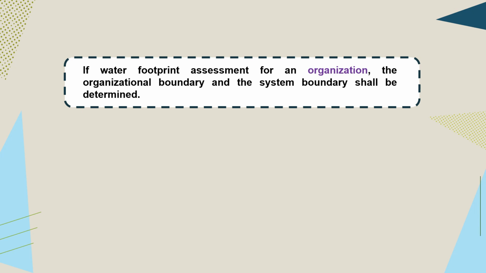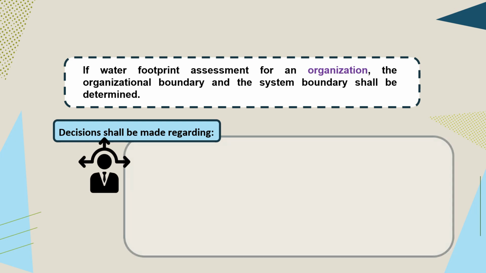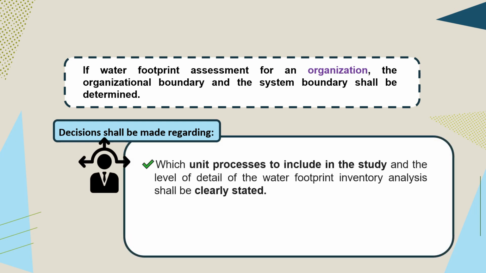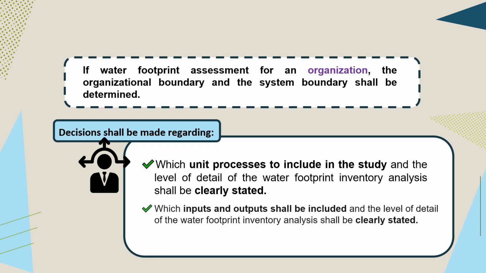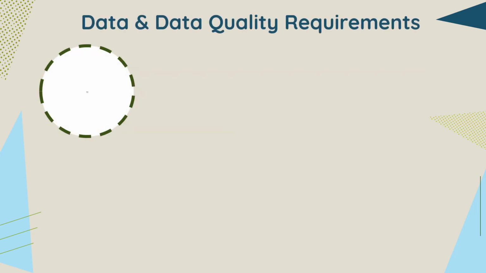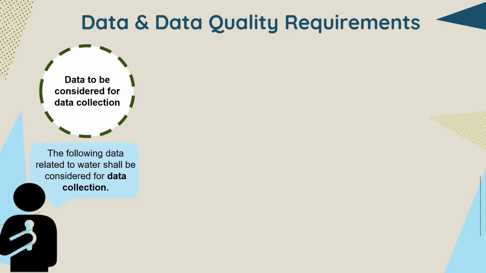A decision should be made regarding which unit processes to include in the study, and the level of detail of the water footprint inventory analysis should be clear. Also, the input and the output should be included, and the level of detail of the water footprint inventory analysis should be clearly stated.